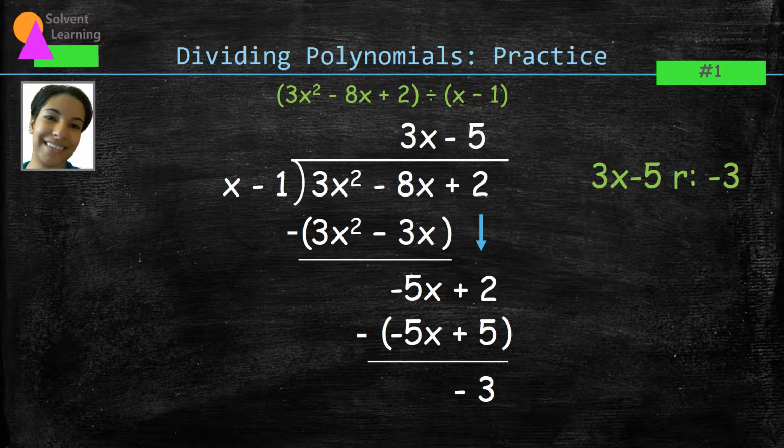So our final answer is 3x minus 5 with a remainder of negative 3, or we can write it all as one polynomial with the remainder set up as a fraction. 3x minus 5 plus negative 3 over x minus 1.